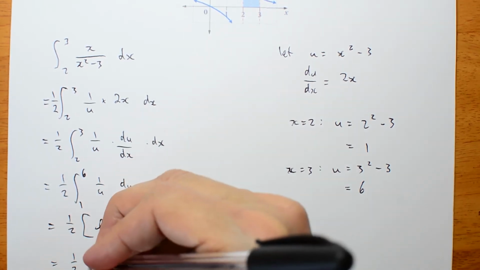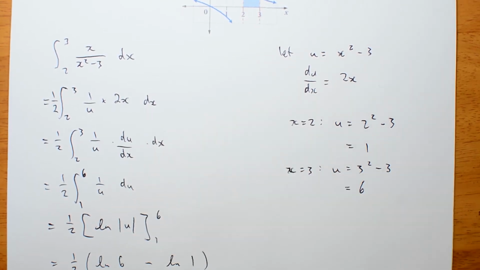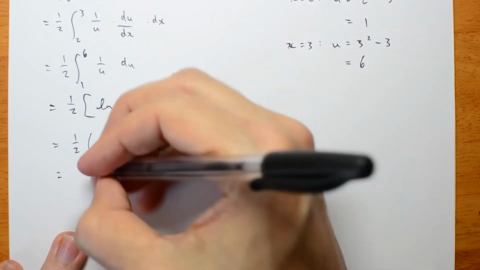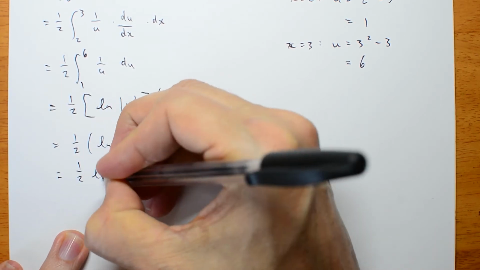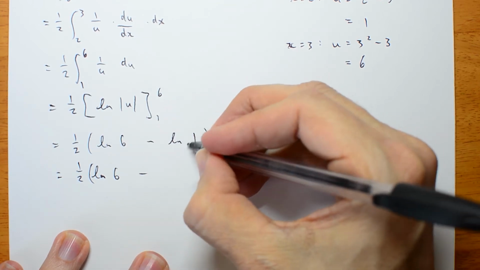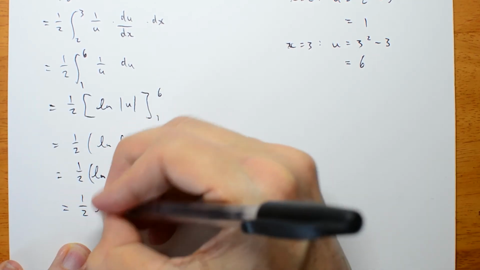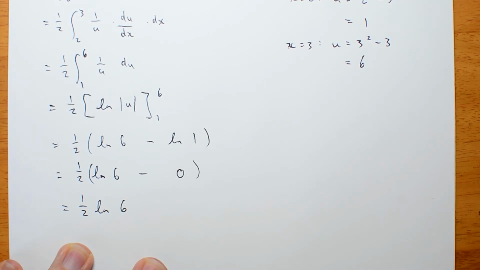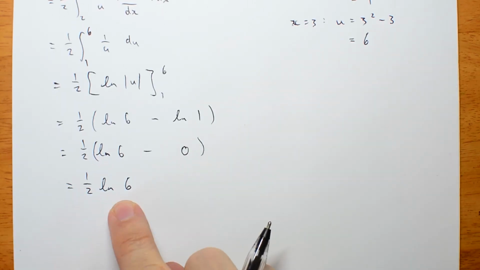Well, that's half of ln 6 minus ln 1. I don't need the mods because these are both positive numbers. Okay, half of ln 6. Actually, what is ln 1? The logarithm to any base of 1 is 0. So my integral is really half ln 6. And if I want an exact value, then I can't change this to anything else.